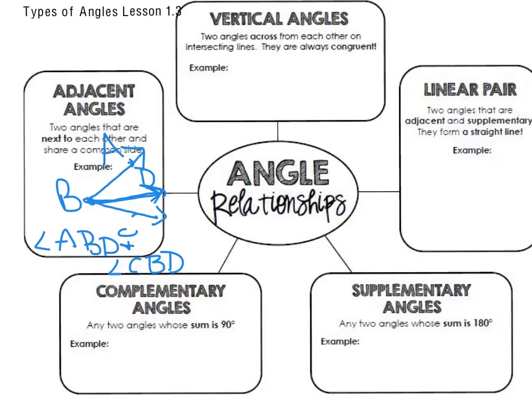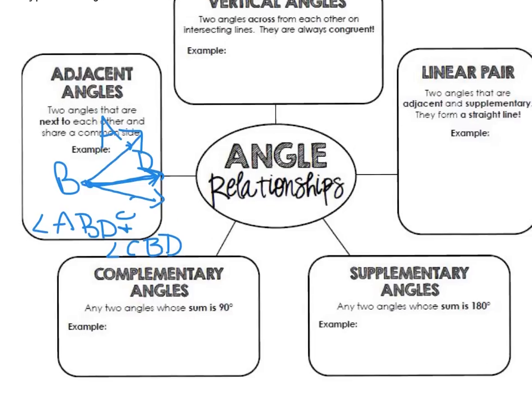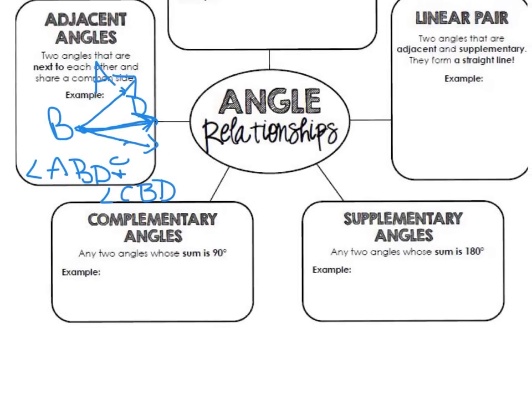All right, now let's come down here. Let's look at complementary angles. What are complementary angles? Any two angles whose sum is 90 degrees. So what does that mean? Two angles that add up to 90. Awesome. You can have adjacent angles that add up to 90. Give me two numbers that add up to 90. 40 and 50.